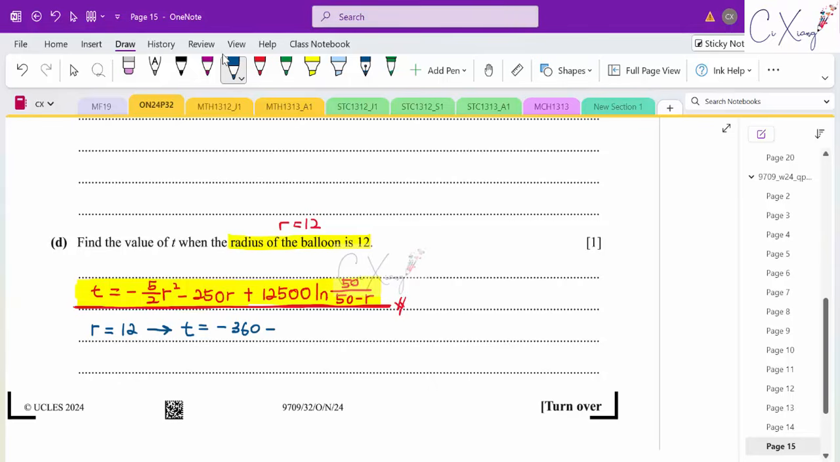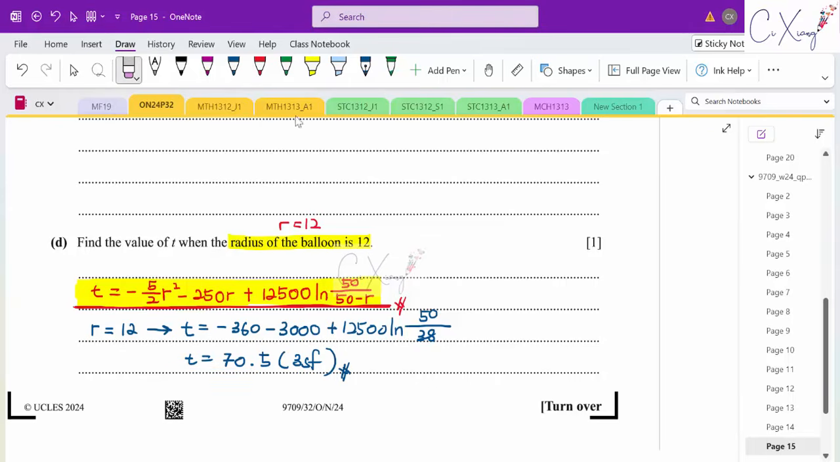Then negative 250 times 12, so you should have -3000. Then plus 12500 ln 50 divided by 38. Then use the calculator to help a little bit. By right, you should have the answer 70 point something. When you round it off to 3 significant figures, it should be 70.5.